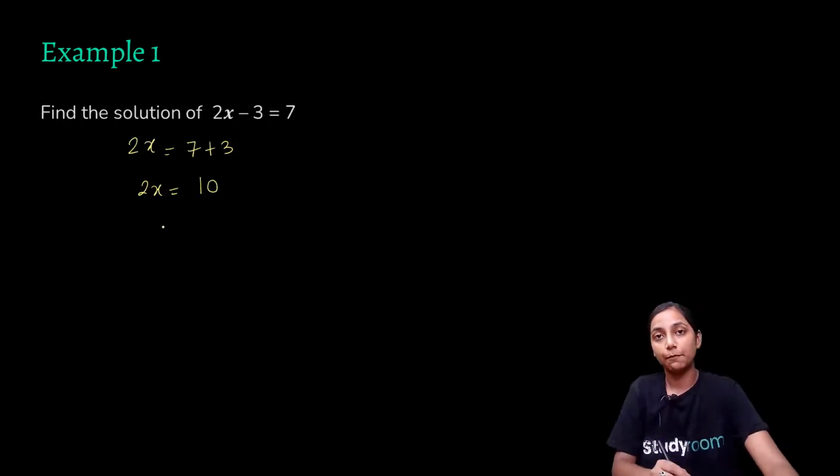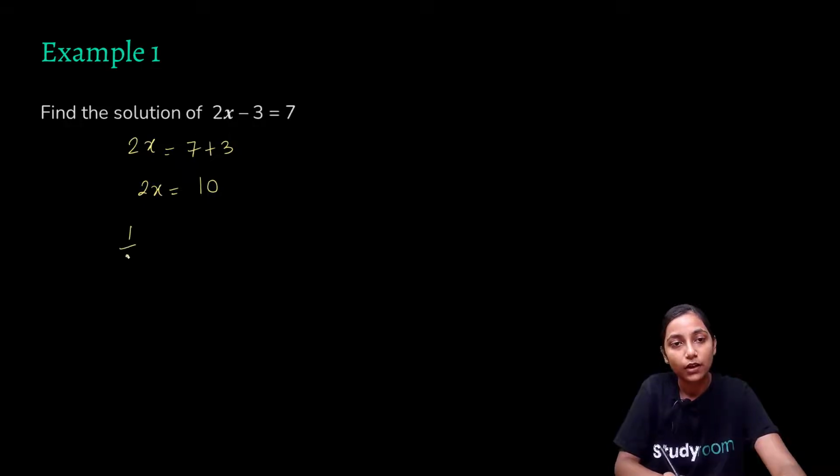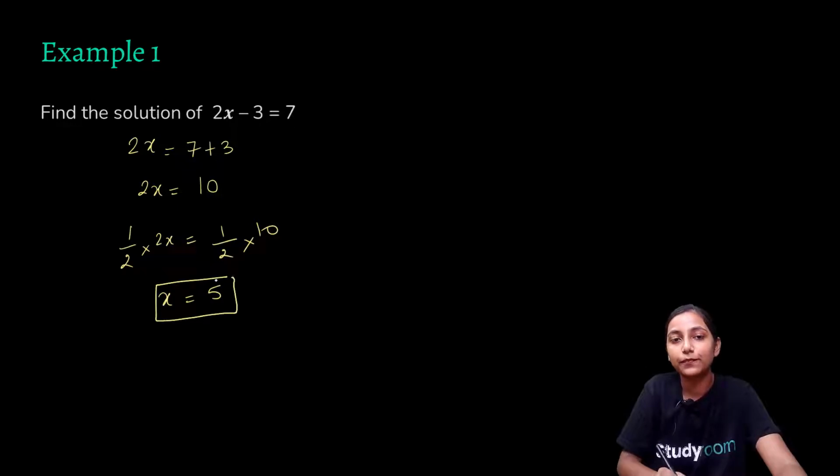Now our second step was to divide both sides, the left hand side as well as the right hand side, by the coefficient of the variable. What is it in this case? It is 2. So we are going to divide both left hand side and right hand side by 2. What will it be? 1 by 2 into 2x, and 1 by 2 into 10. After solving this, we are going to get x equals 5.